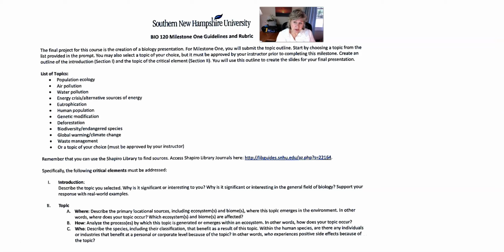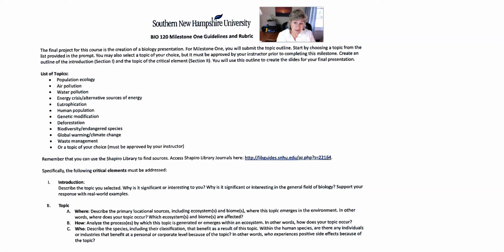So here you also see this outline format. Number 1, introduction. Number 2, topic, and then under topic: where? Where does this happen? Where does the air pollution in Arizona, in Tempe, Arizona, occur? What are the ecosystems? Is it just in the city? Okay, so where? How does it happen?